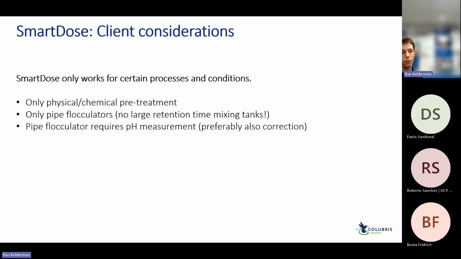To give a very extreme example, we have one client where every evening some cleaning water comes past, which has a pH of 13.5. Well, that's the kind of pH where it doesn't really matter whether you dose 1 liter per cubic meter or 1.5 or 2, you're not going to coagulate well. That's just a waste of coagulant at that point.